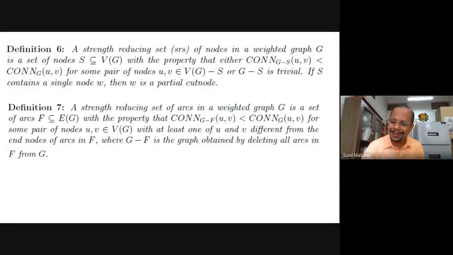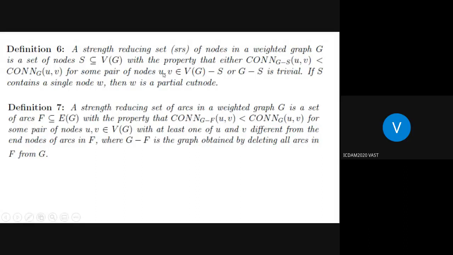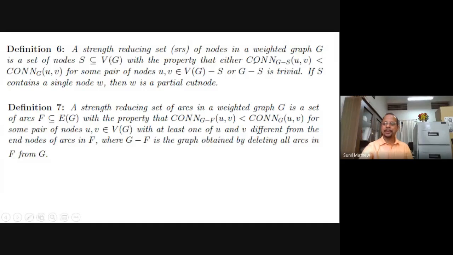A strength reducing set is needed. This is a generalization of edge cut. You know what an edge cut is? This generalizes edge cut. All edge cuts are strength reducing sets, but not vice versa. It's a subset of the vertex set with this property. Its removal will affect the connectivity between some pair of vertices. Okay? In this category, in V(G) minus S, none of u and v should fall in S, or G minus S is trivial. In the complete graph case, we need this condition, that is why. If S contains a single node, it's clearly a partial cut node.